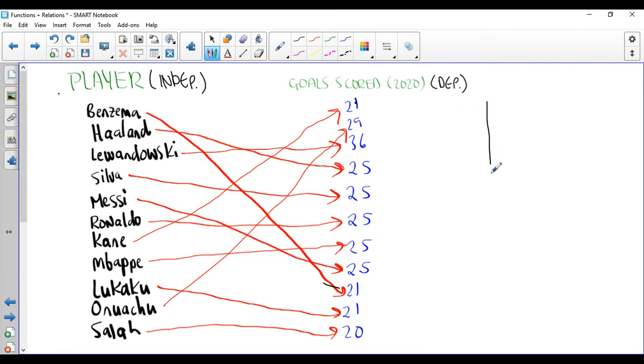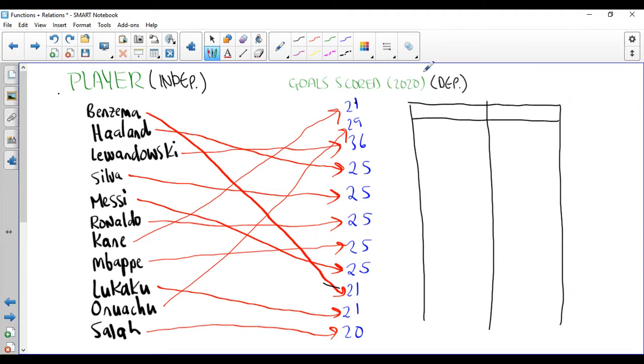So now, instead of my x values being just x, what do we put? Well, we have a player, and then we have the y value, or the range, which is the goals. So here I have Benzema, and he scored 21 goals. Pretty good season. And then who's next? We have Haaland, and he scored 25 goals.